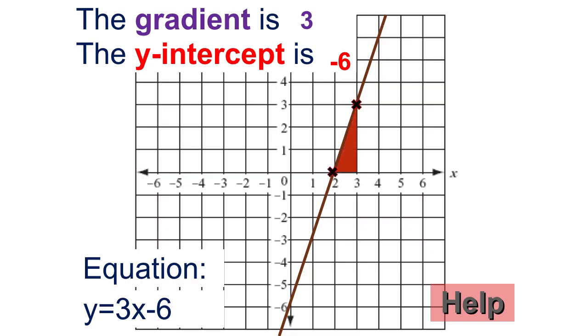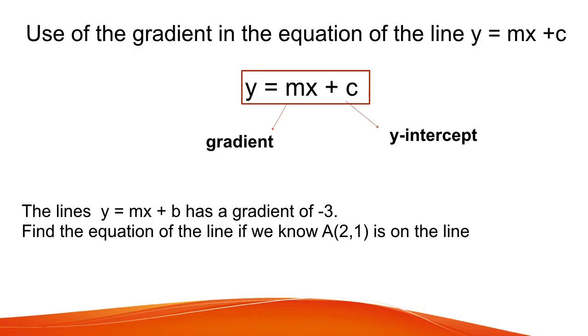So it is important that we end this by saying that is how we work around the issues of the straight line. The straight line is generally of the form y is equal to mx plus c, where m is the gradient and c is the y-intercept. When it has a gradient of minus 3, how do we find the equation of the line if we know a point is on the line?